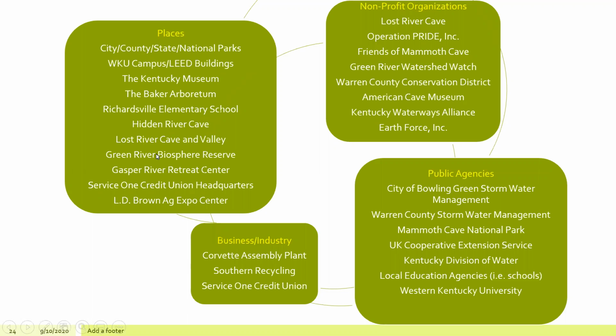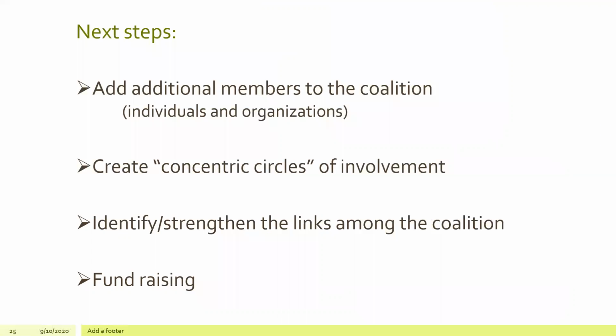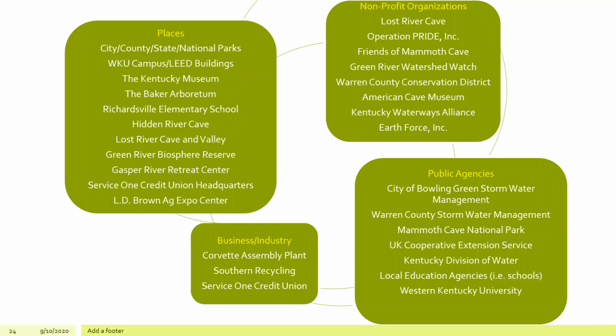And it was interesting because, for example, here you see an actual school that was named as a place. And you might wonder, well, why would you put a school down? Well, it turns out Richardsville Elementary School, which is in Warren County, which is the county that Bowling Green sits in, is the first school in the United States to ever go net zero in terms of their building. In other words, when they built that school about 10 years ago, they built it in such a way that they have no energy bill.